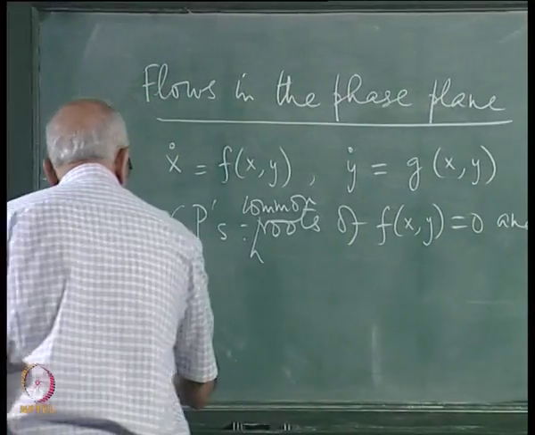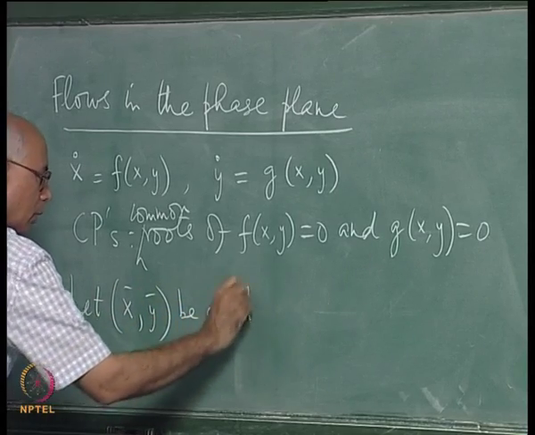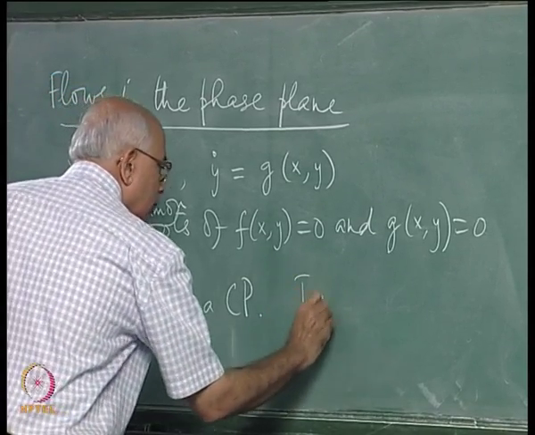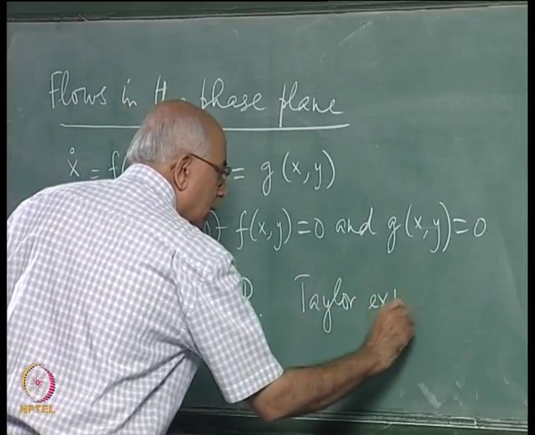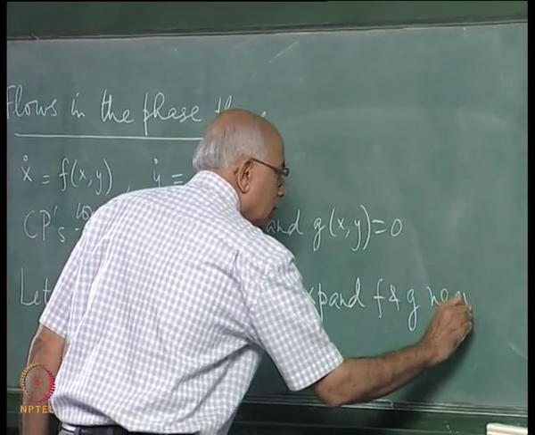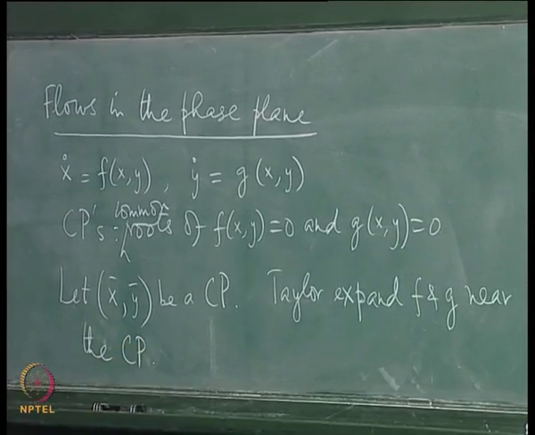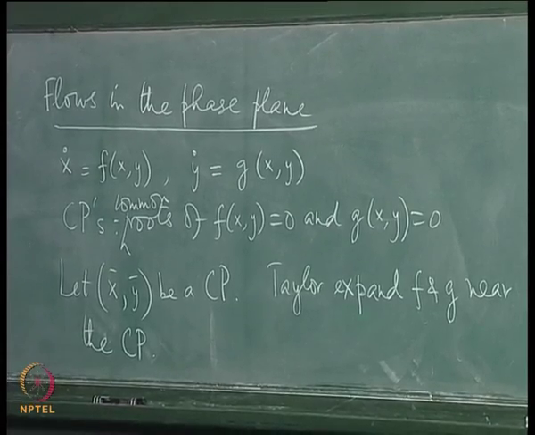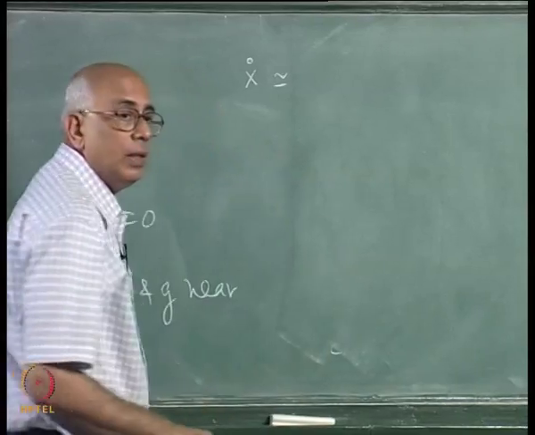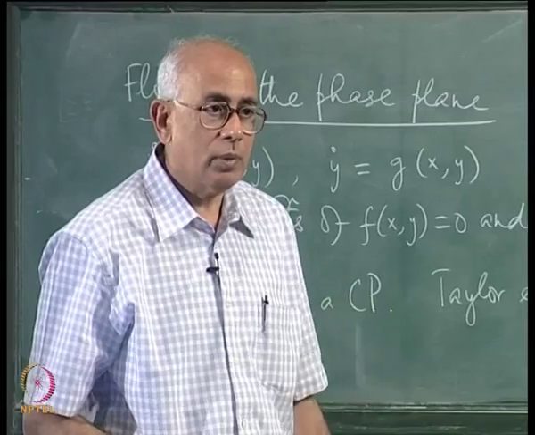So let x bar, y bar be a critical point. Taylor expand f and g near the critical point. What would you then get? You would get x dot is approximately equal to the leading term, f of x bar comma y bar, which is 0 by definition because you are at a critical point.